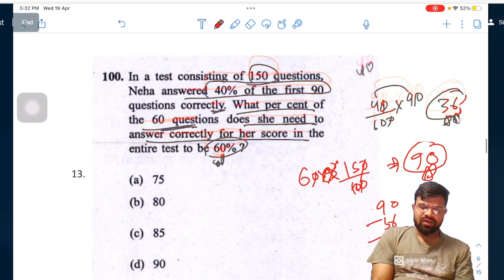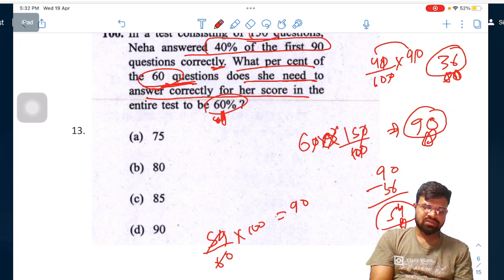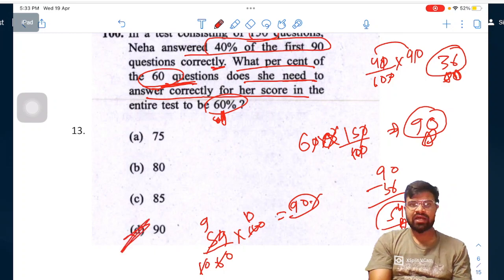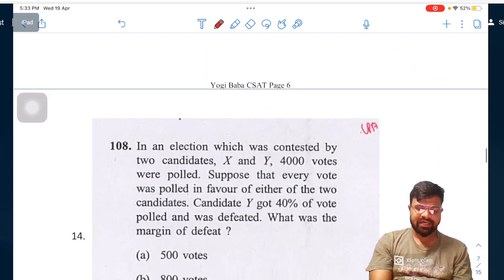Now this 54 is what percent of the last 60 questions? So 54 by 60 into 100, that is 90%. This is how you will calculate. So 54 is nothing but 90% of 60.